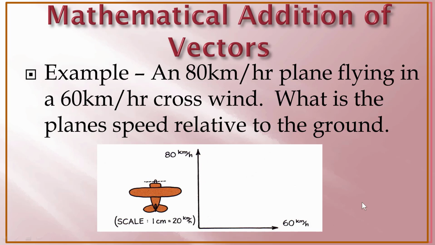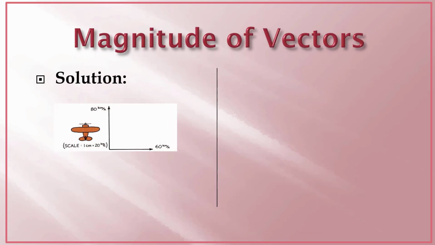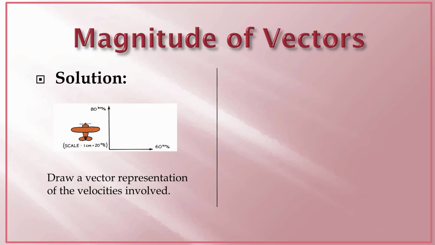So how are we going to calculate the resultant velocity of this plane? For that we have to calculate the magnitude. We have to draw a vector representation of the velocities involved. You can see over here we have to use the head-to-tail rule. We will use this vector first and then move the second vector over here, head of the first vector to the tail of the second, in this way. We connect these two vectors and then find the resultant by joining the tail of the first to the head of the last.